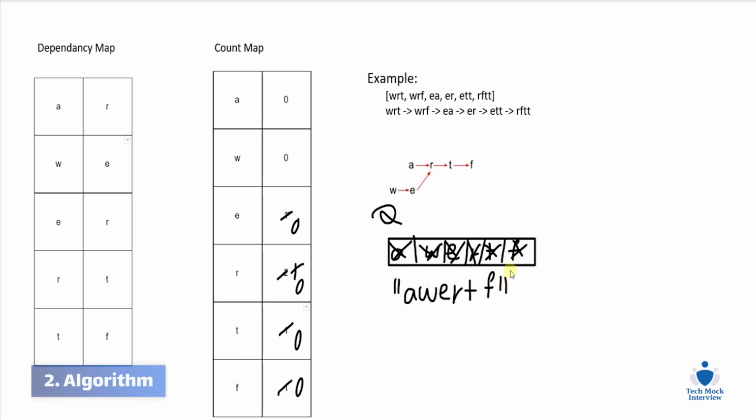There's no remaining letter. Now, if I did this and instead of putting A, because at the beginning we have 2 letters that have 0 dependency on the count map, I could have picked W first and then added A. It would have been WE and then A. The rest of it is the same. We had the string WEARTF. So this is the general solution for this problem.